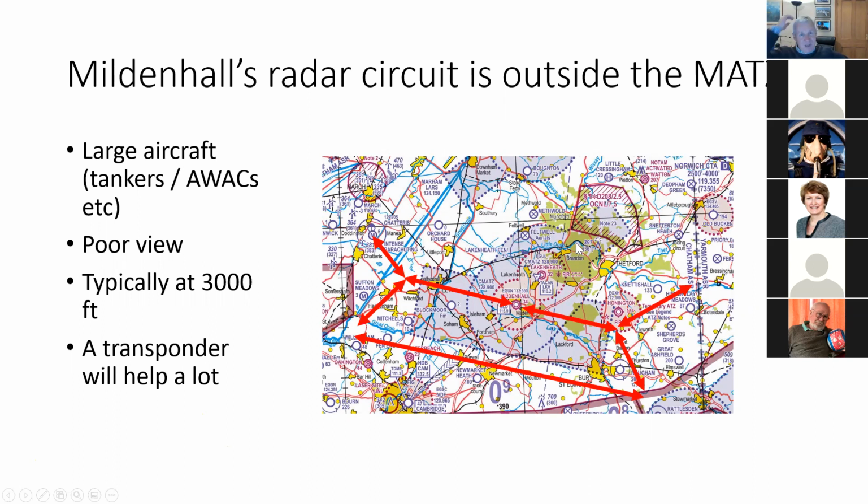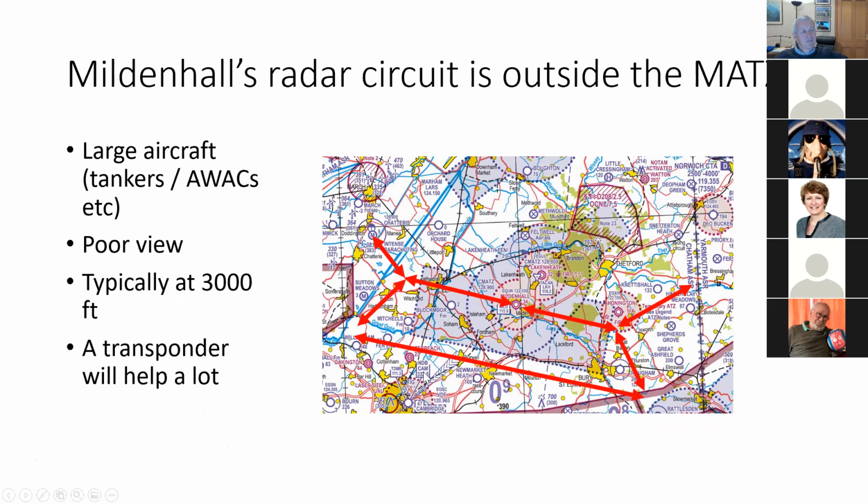Okay. The thing about Mildenhall is its radar circuit is outside the MATZ. So you might think that because you're not in the MATZ, you're safe, but that's unfortunately not true. So these big aeroplanes with a poor view, typically at around 3,000 feet, are going to be doing this sort of circuit. And if you're here or here, you're on the climb out.